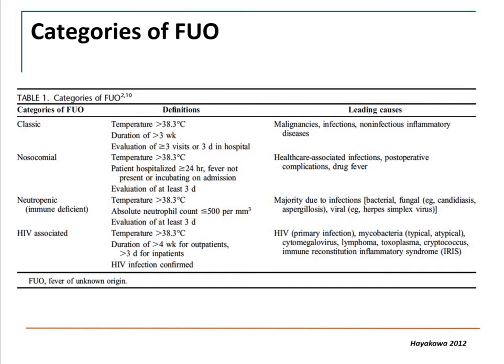And the last group is HIV associated, in patients also the same, with temperature higher than 38.3 degrees Celsius, duration of more than 4 weeks for outpatients and more than 3 days for inpatients. And of course, you need a confirmation of HIV infection. The reason of fever in this category could be HIV infection, like a primary infection, and of course secondary infections with mycobacteria, cytomegalovirus, toxoplasma, cryptococcus. Also, you should exclude lymphoma and immune reconstitution inflammatory syndrome.